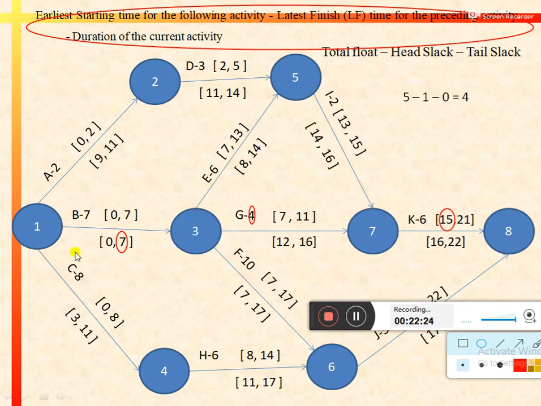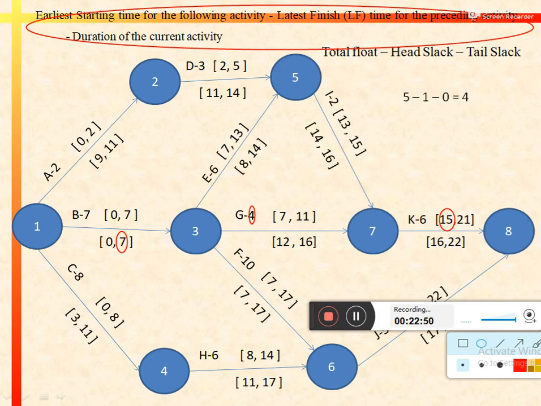And tail slack, the tail activity or the preceding activity for G is B. So the tail slack would be equal to 7 minus 7, again it would be equal to 0, or 0 minus 0, 0. So by using this expression as well we can calculate the independent float for activity G, that is 5 minus 1 minus 0, that is equal to 4.